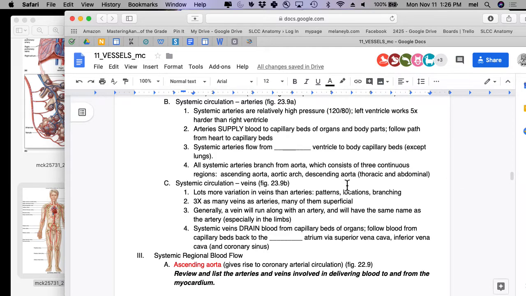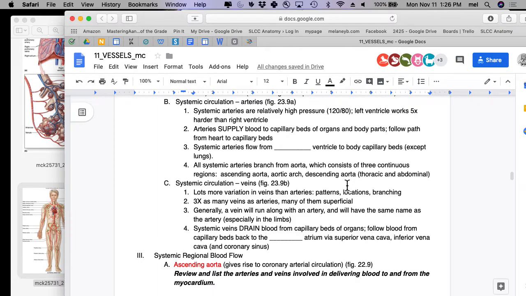Now, systemic arteries are relatively higher pressure, yes, 120/80 on average when at rest. The left ventricle has about 5 times the metabolic rate of the right ventricle. That's part of the reason that having a blockage in the LAD, or the anterior interventricular artery, is called the widowmaker, right? You kill off that thing, you cut off blood supply to something that requires 5 times the metabolic rate, you're kind of hosed.